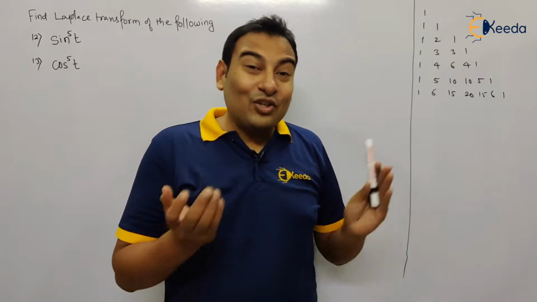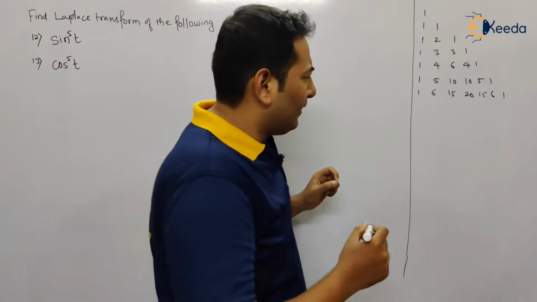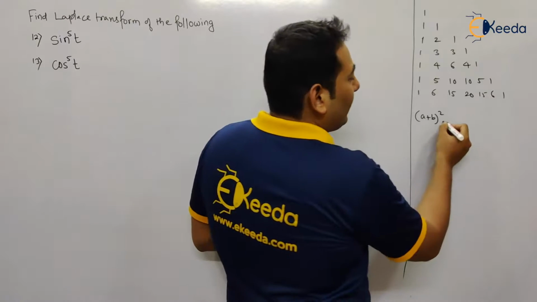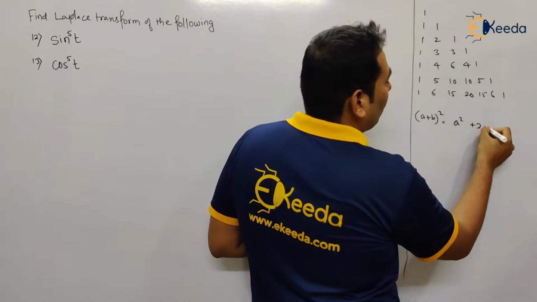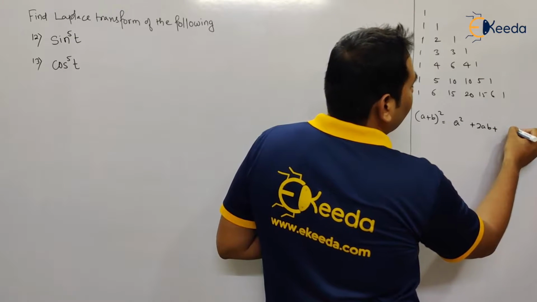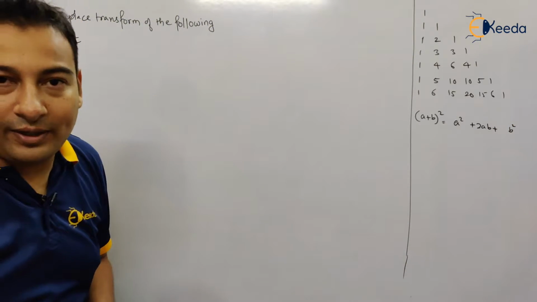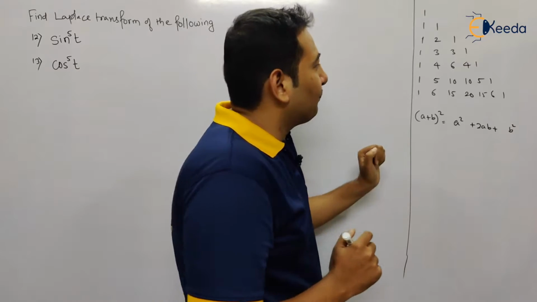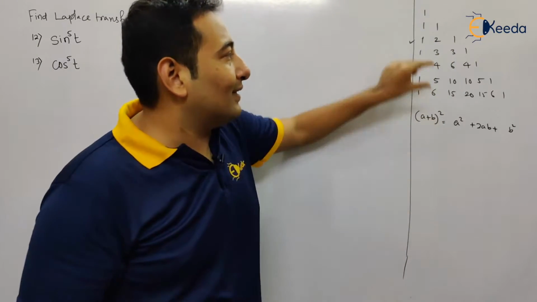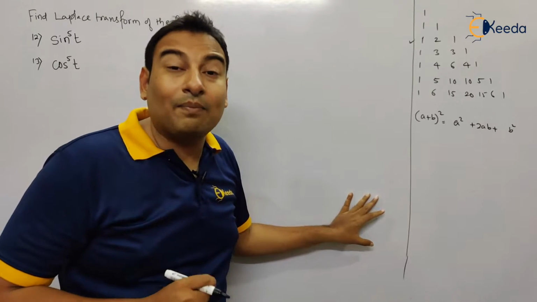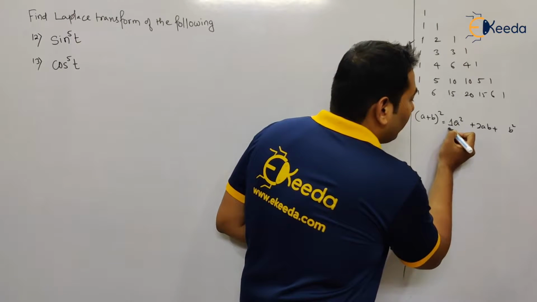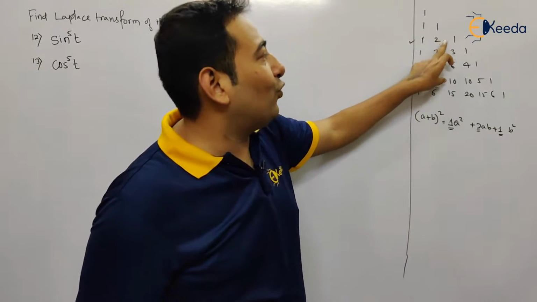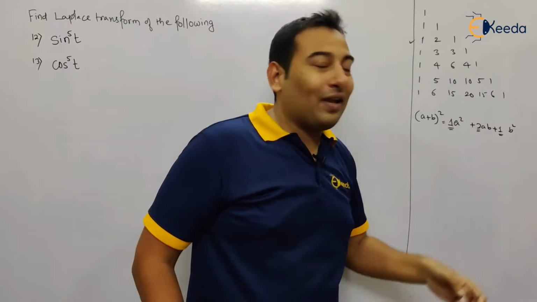Now, let me tell you what is the use of this Pascal's triangle. First of all, what is the expansion of a plus b the whole square? It's actually a square plus twice ab plus b square. So this is the formula for a plus b the whole square. If you observe this particular pattern, this line gives the coefficients of a plus b the whole square. See here, you have 1, 2, 1. So this is the coefficient of a plus b the whole square.